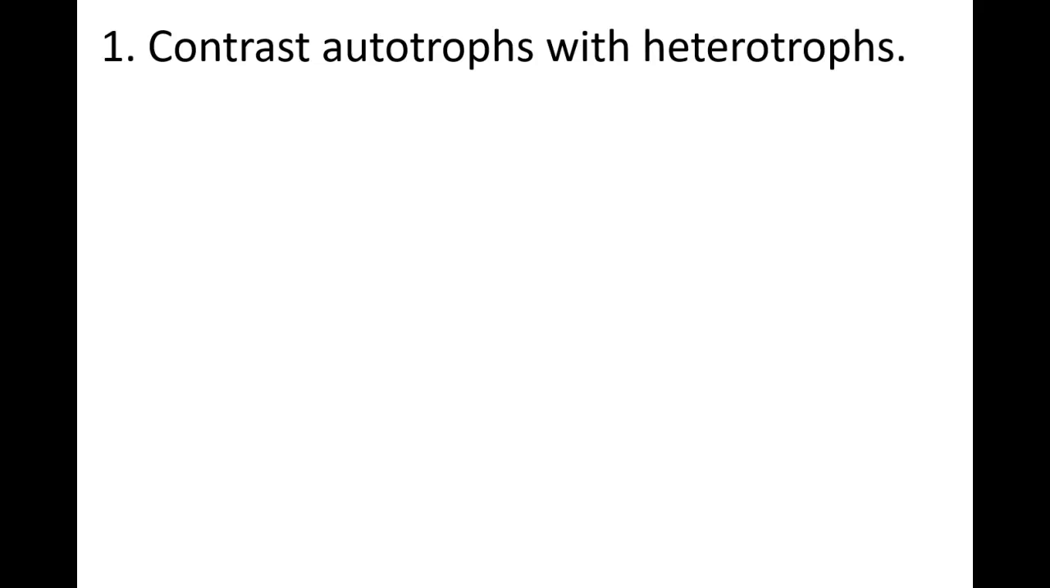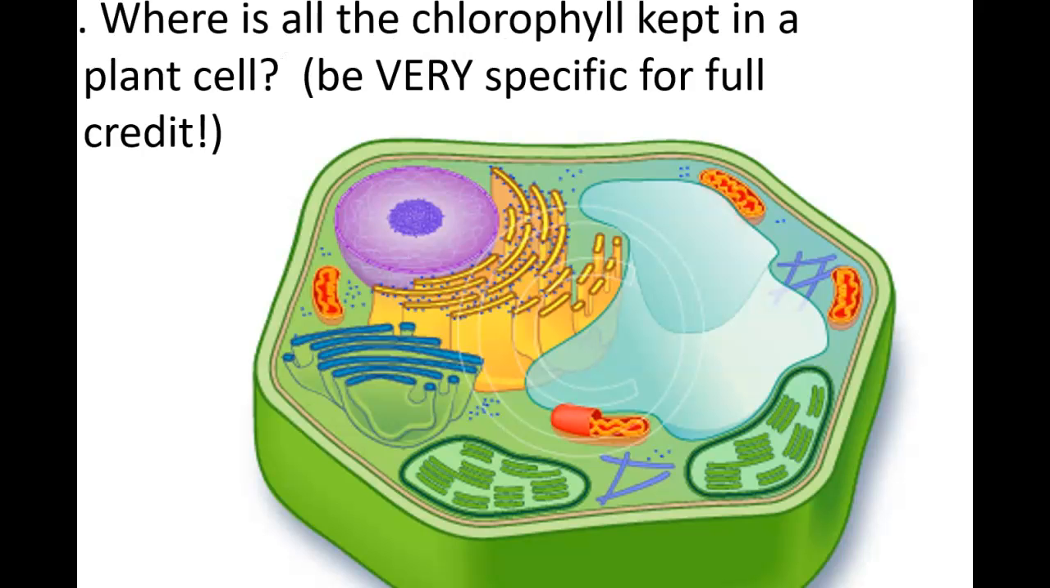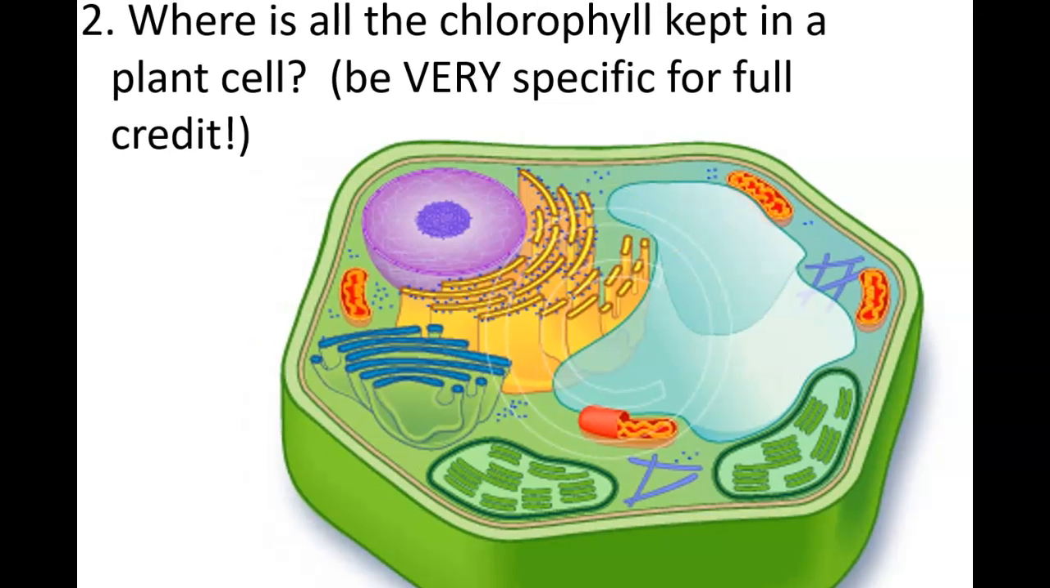So contrast autotrophs and heterotrophs. I want you to say what autotrophs have, what heterotrophs have, and what the 2 differences between the 2 are. Question 2: where is all the chlorophyll kept in the plant cell? Be very specific for full credit. You would need to tell me the 2 places that chlorophyll is.